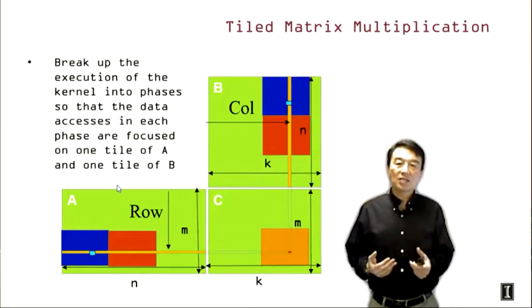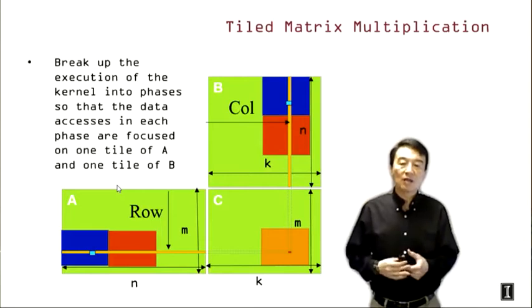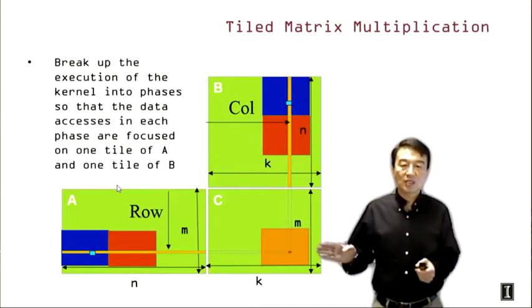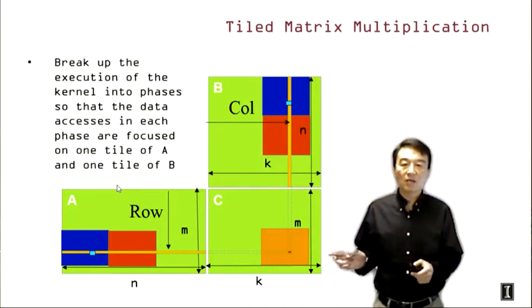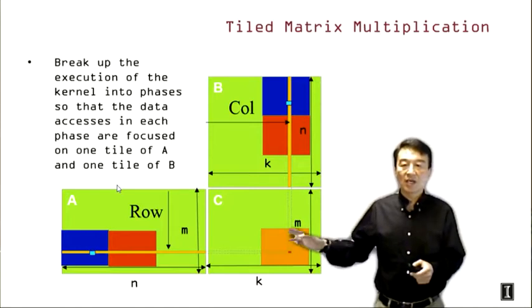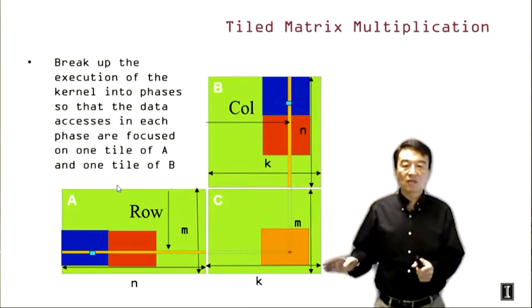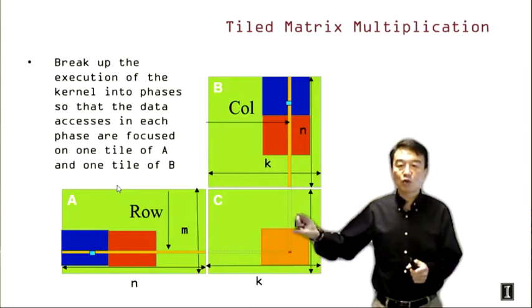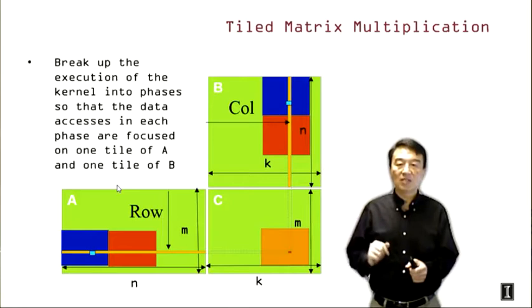Here is the basic concept of tiled matrix multiplication. What we can do is first identify all the data that we need in order to generate a tile of output elements. For every output element, we're going to need a row of A and a column of B. So if we look at all the rows involved in generating the elements in this output tile, we have a strip of rows in A, and we also have a strip of columns in B that are needed to generate all the elements of C.